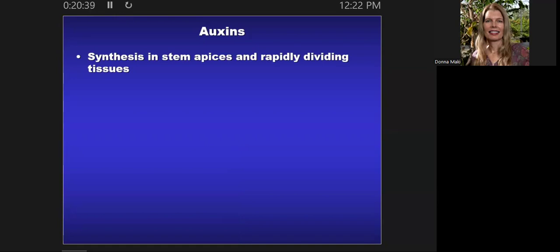So far they know that auxins are produced in heavy doses, relatively speaking, in the stem, shoot, stem apex, so the apical meristem, and then rapidly dividing tissues, which you can imagine, depending on the phase the plant is in, that could be all over the body.